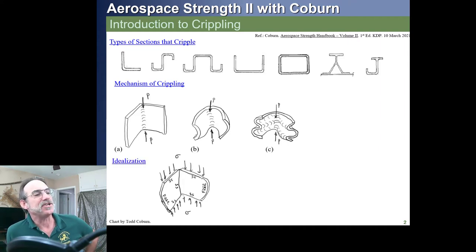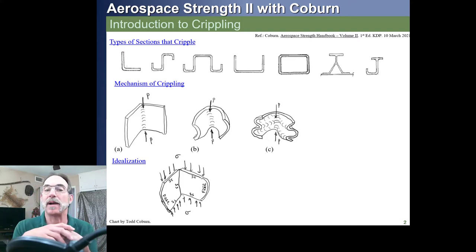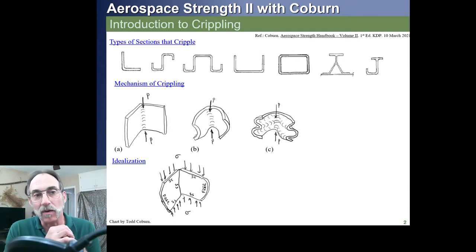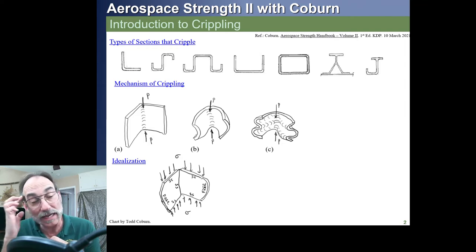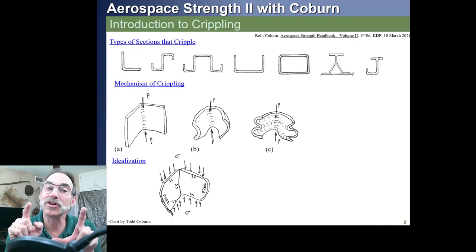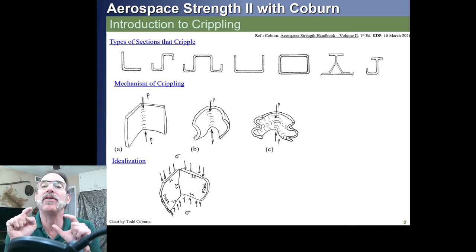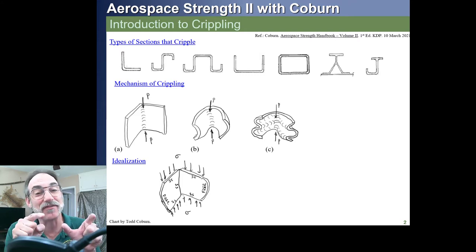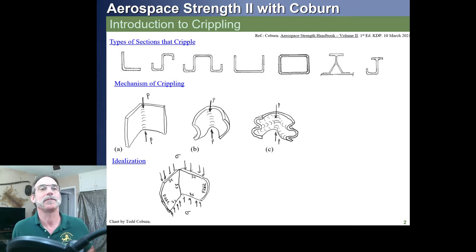If we idealize our section, we see that idea. Here we see that this little angle can be idealized as two plates with three simple supports on each flange and one free edge on each flange. If we took the buckling allowable of each of these flanges independently and then put them together by taking, say, a weighted average, then we would get something analogous to the crippling allowable. Now we're going to look at three methods for crippling, but first we're going to look at plate buckling. What we learned about plate buckling will lay the foundation for crippling.